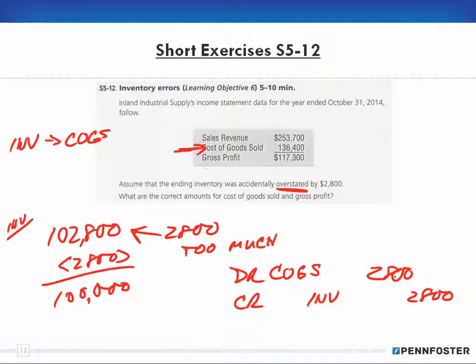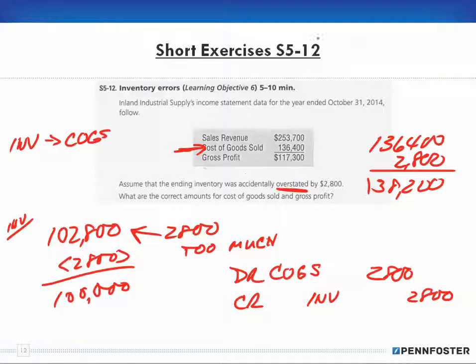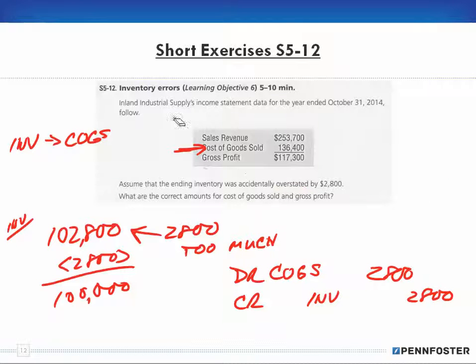So if my cost of goods sold now increased by 2,800, so I have 136,400 plus 2,800, I have $138,200, right? So let me write this down here. I actually should have just put that in a different place, so let me erase that real quick and stick it up here. So I have 136,400 plus 2,800, 139,200. Sorry about that.